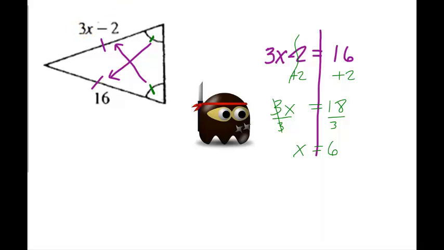Okay, so back over here, putting in that 6 for the x, I'm looking at 3 times 6 minus 2, which is 18 minus 2, which is 16. So this side is 16. Oh, duh, I knew that. It matches over here. Well, good. That checks. We did it right.